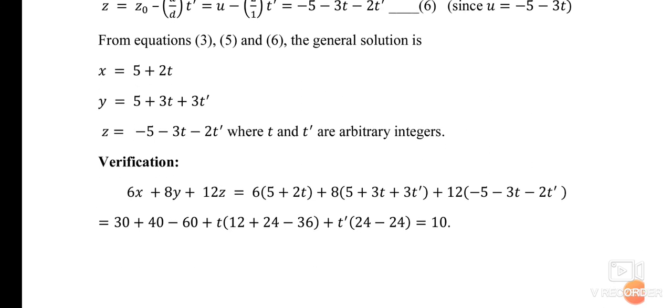Here we verify whether our solution is correct or not. So, we simply substitute x, y, z value in the equation 6x plus 8y plus 12z equal to 10. Here I did some simple calculation, we get 10. So, the solution we obtained is correct. Okay, thank you.